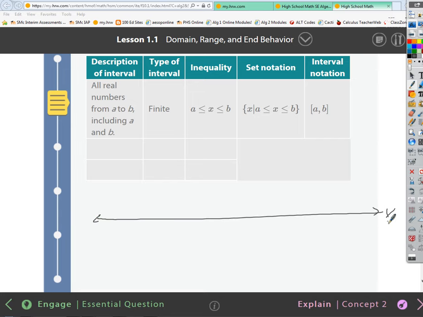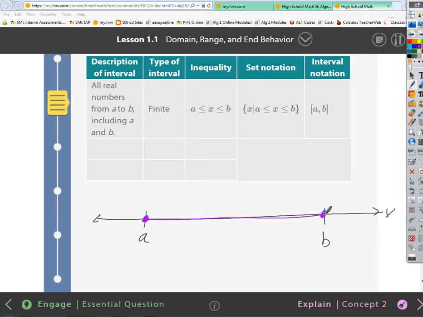There's my x-axis. There's two values. Which one would be A? Left one, good. So A goes there, B goes there. We want to include all the numbers from A to B, including A and B. So what would that look like? Solid endpoints, connect them, right? Good. So something like that, right? Okay, finite interval.